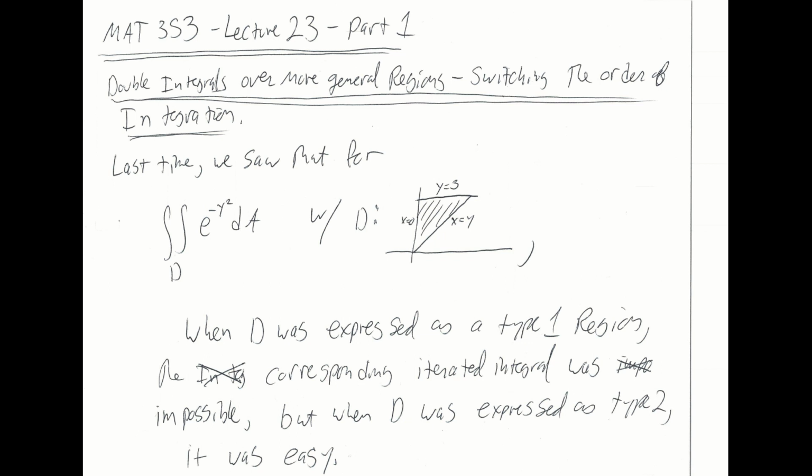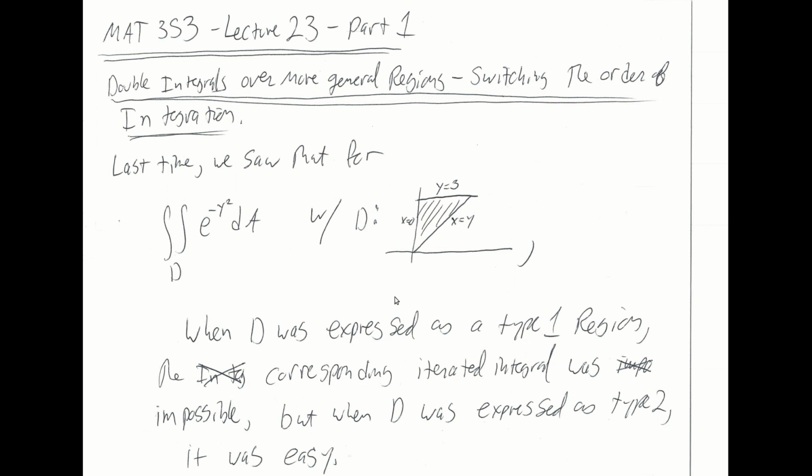When our region was rectangular, Fubini's theorem told us that we could change the order of integration freely, just flip things around without any concern. But the process will be slightly more involved here for non-rectangular regions. In particular, at the end of our last lecture, we considered this integral, with an integrand e to the negative y squared, and D was a region given in this form.